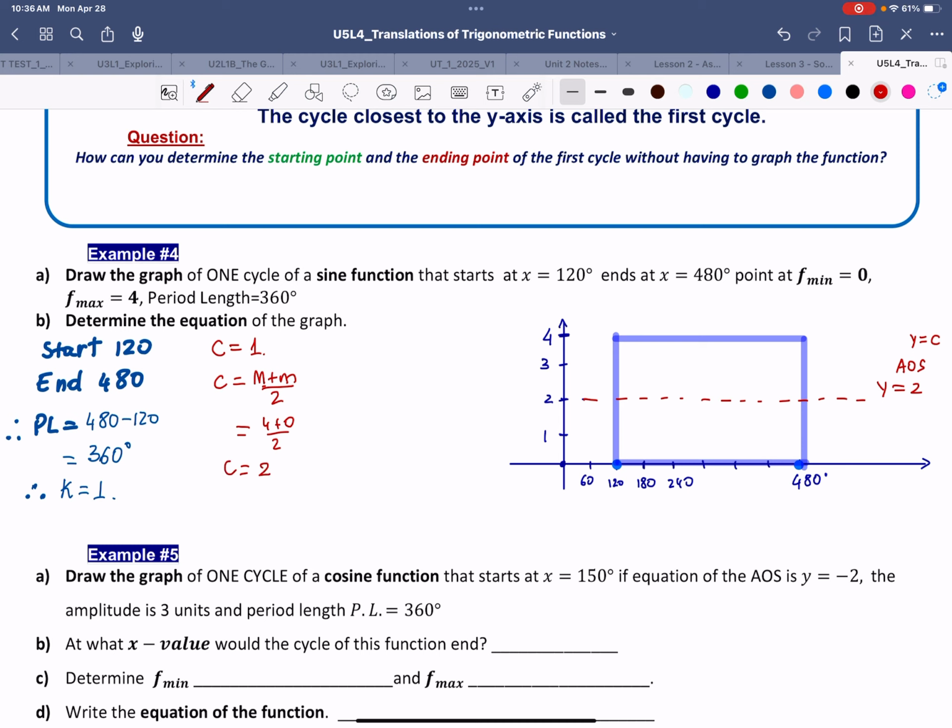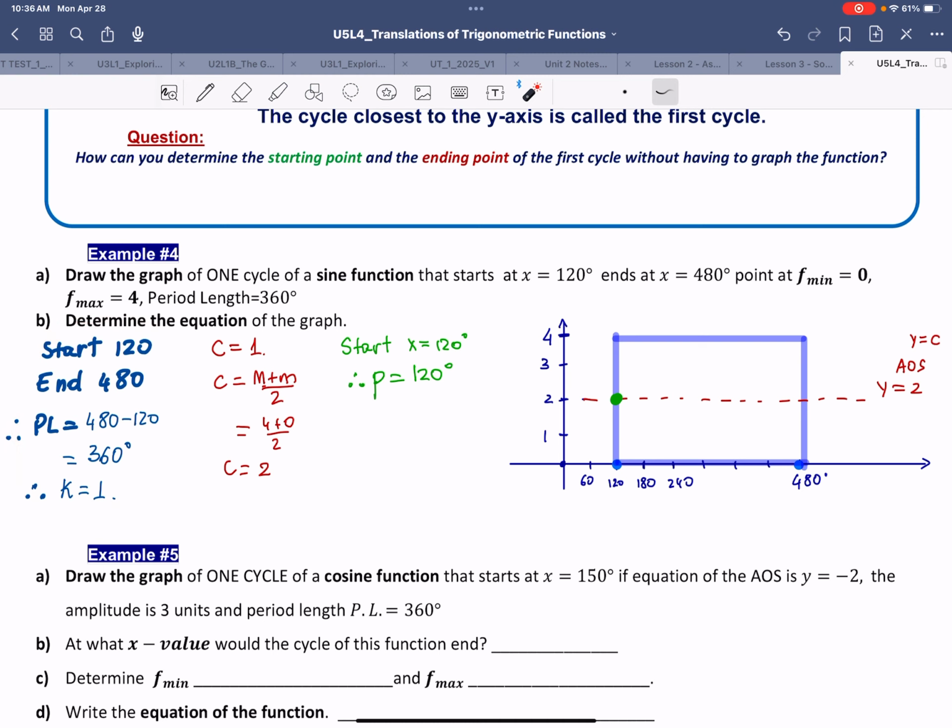Now, since the function starts at 120 degrees, and it is a sine function, since it starts at 120, that will give us the phase shift. So the starting point of the graph will give us the phase shift P, 120 degrees. Now, the endpoint of the graph is used to also determine the coefficient k.